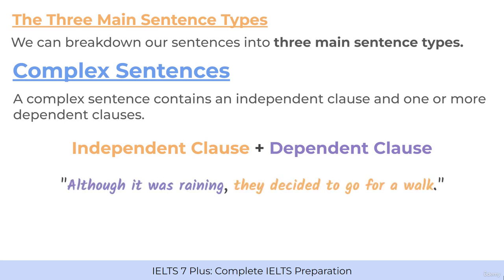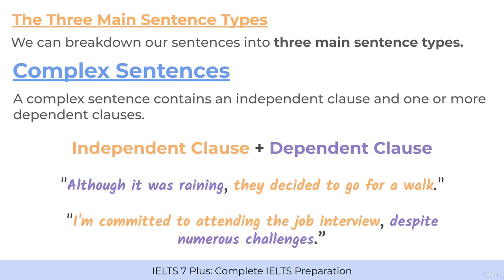although it was raining, comma, they decided to go for a walk. Dependent doesn't work on its own, although it was raining. I'm waiting for more information, tell me more. Although it was raining, they decided to go for a walk. That independent clause at the end.